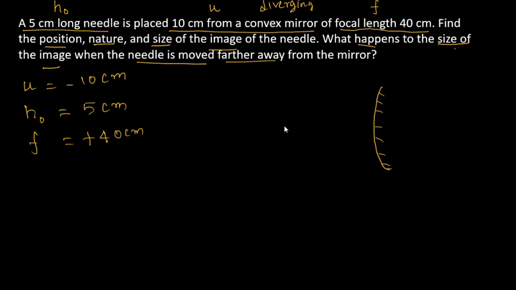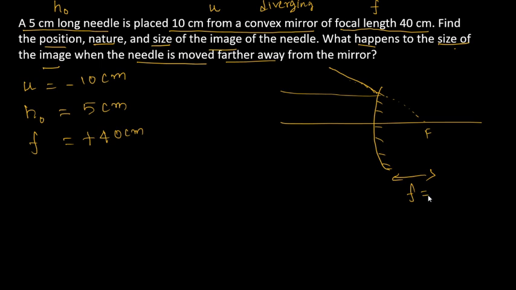So this is the principal axis. Now when the rays come here, they get diverged as though they have originated from the F on the other side. So this is on the right side, so F is positive, that is 40 centimeter, right? Find the position, nature, size, etc.